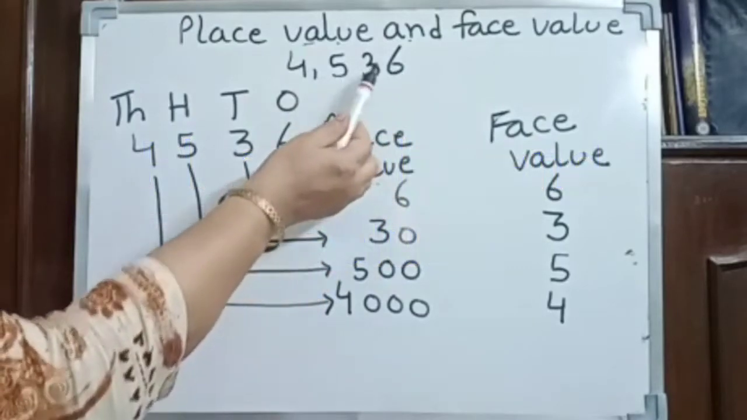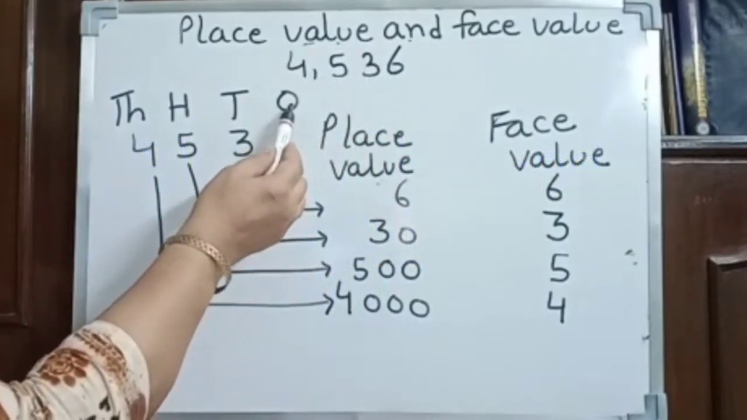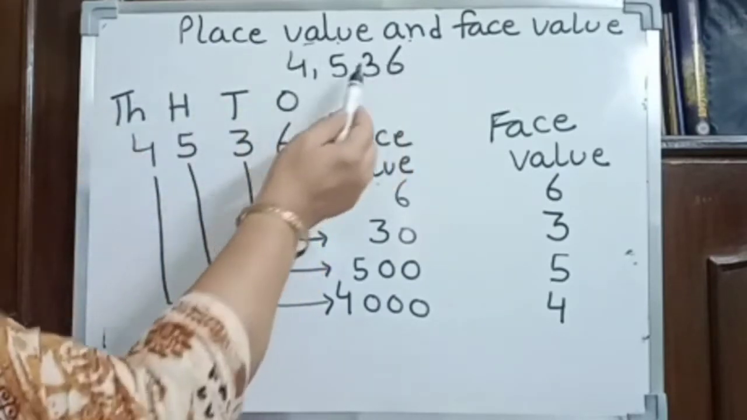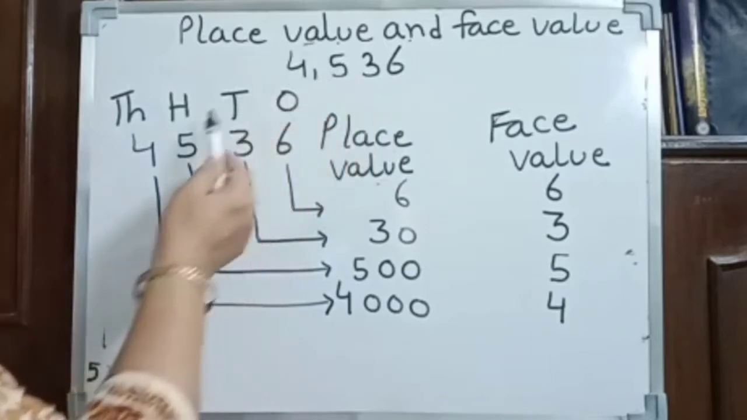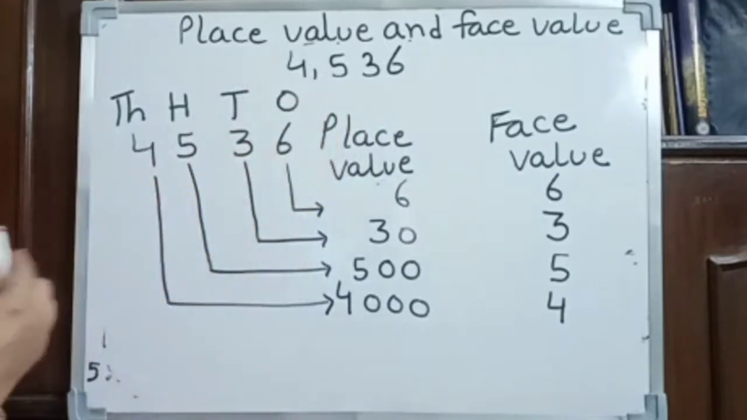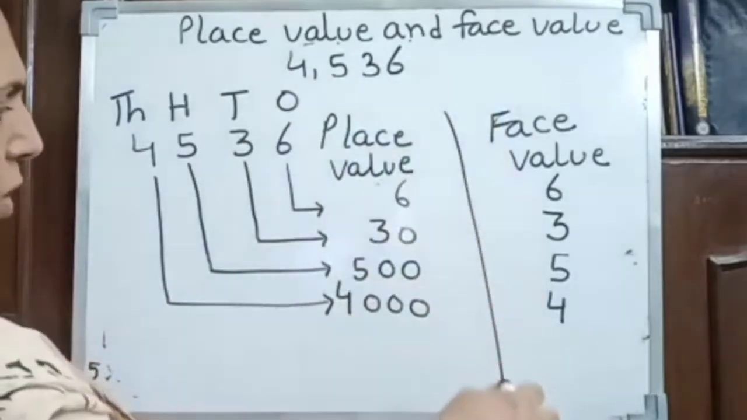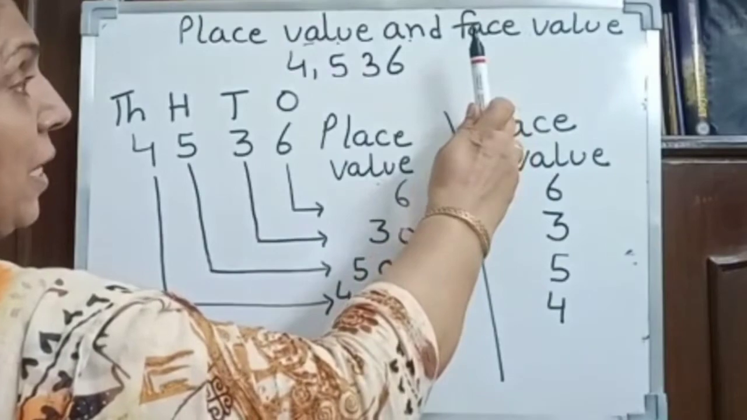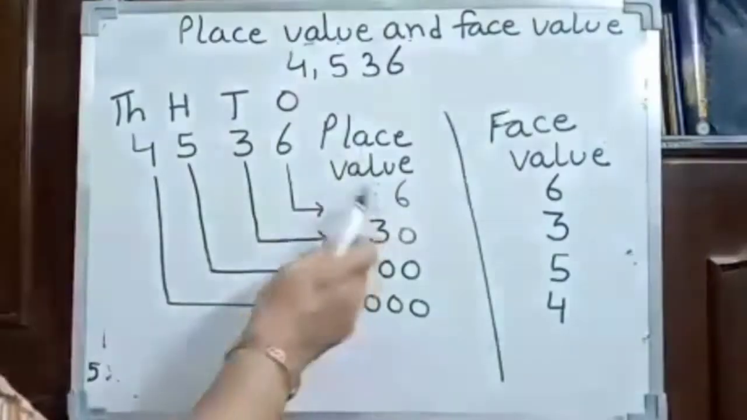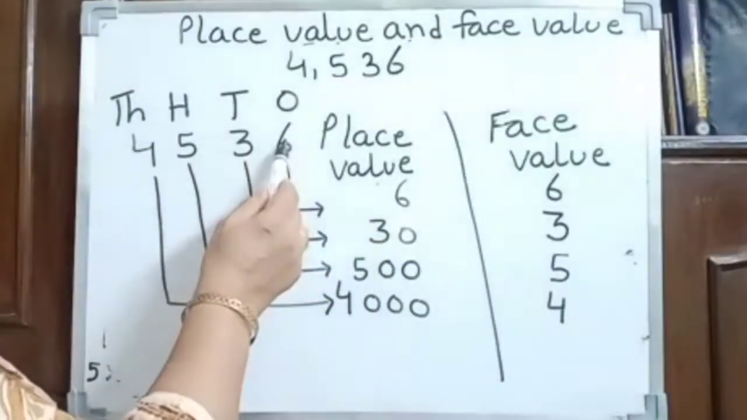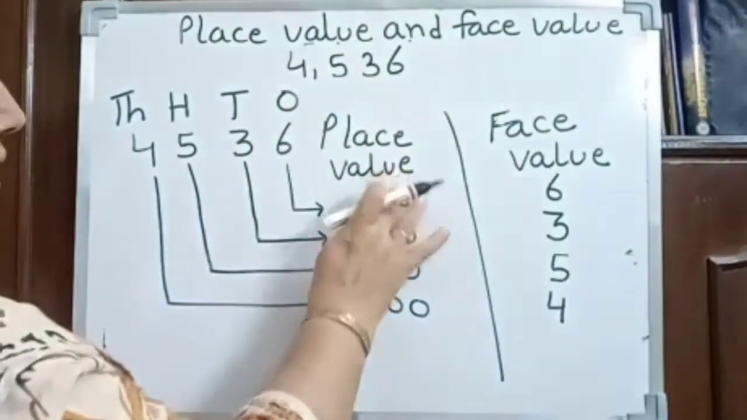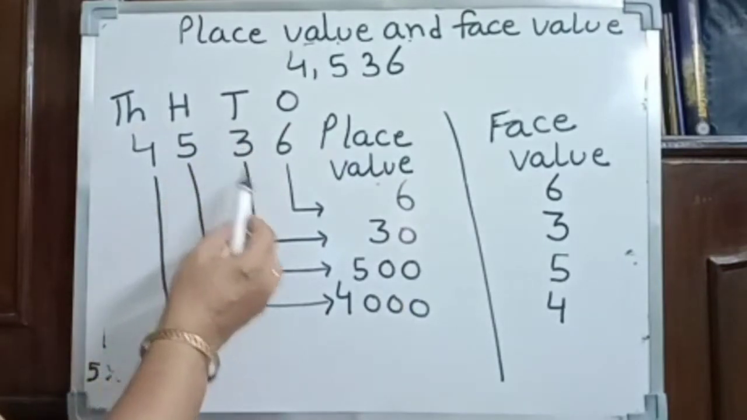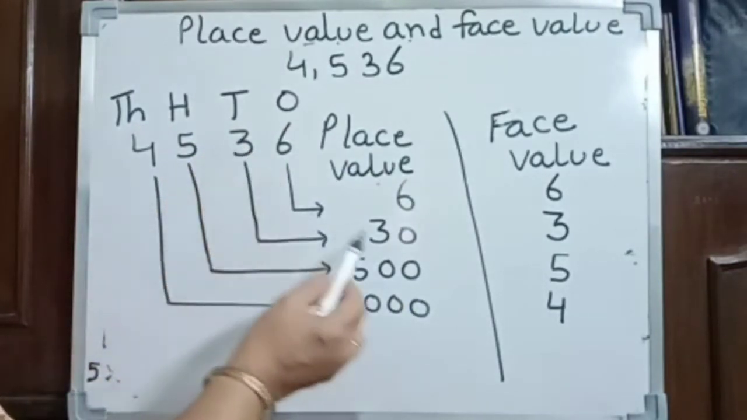4536. First you put the numbers on their proper places, that is ones, tens, 100, 1000. 6 ones, 3 tens, 500, 4000. Now see the difference between place value and face value. Face value means the digit, the number itself, only. So place value according to that. Ones, 6 into 1 means only number 6. 3 tens means 3 into 10, 30.